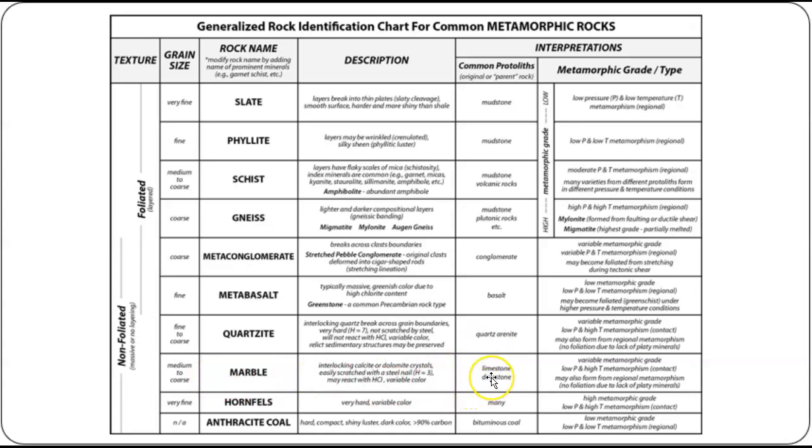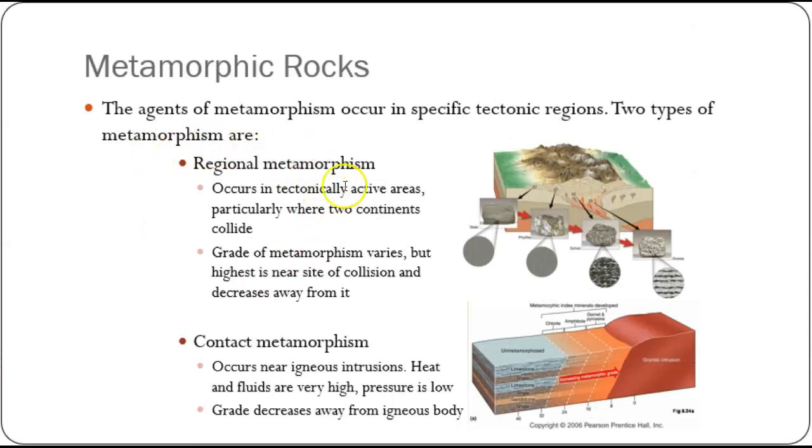And marble used to be limestone, but was baked. And so limestone is made of calcite. Calcite reacts to acid. Limestone reacts to acid. And so, of course, so does marble. Okay? And so those really are the only 6 that you need to worry about. Talked a little about this, remember, the regional and contact. There are others, but we only care about these 2 for now.